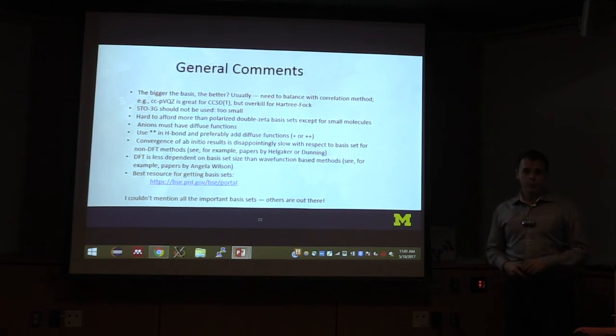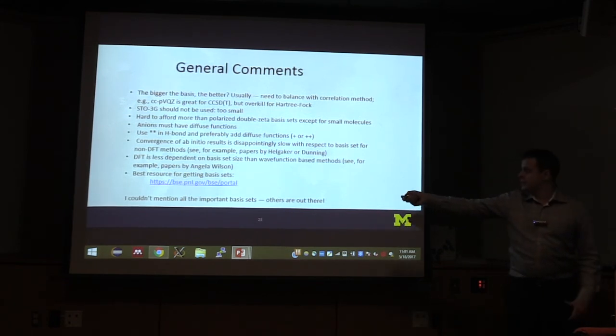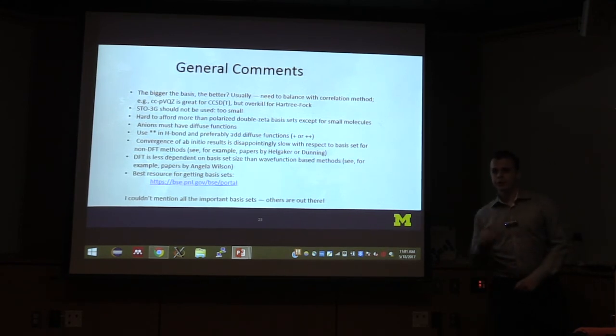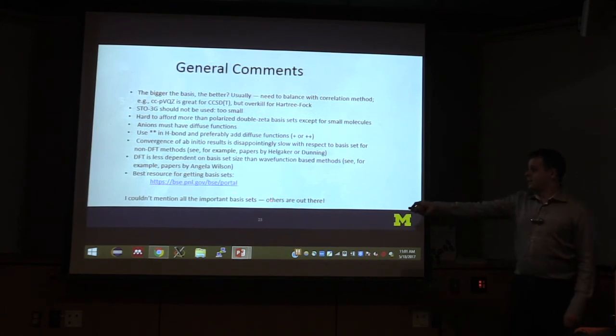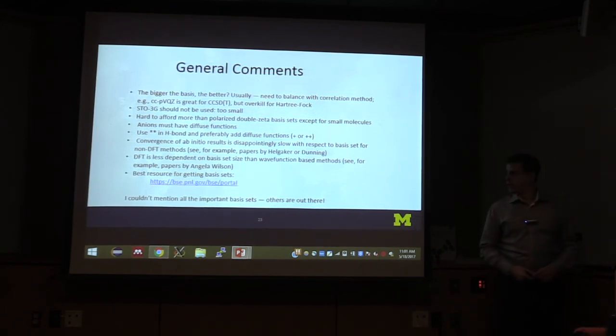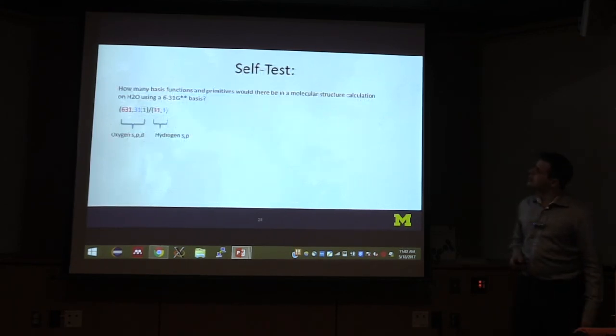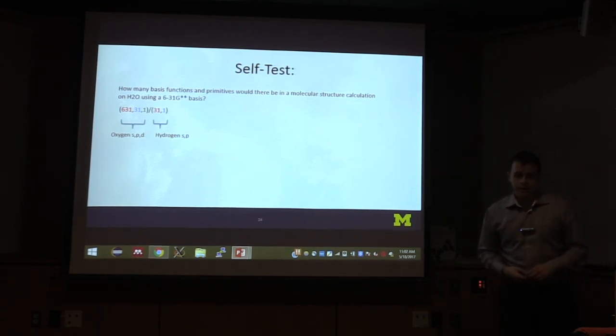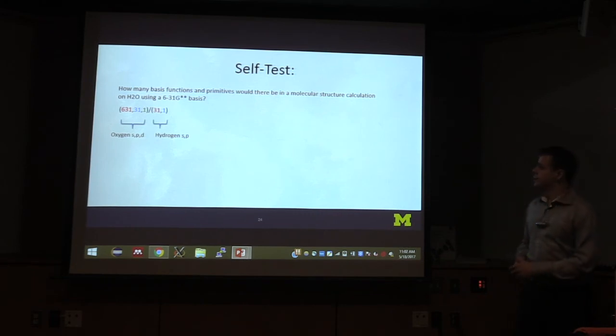If you actually want to look up what the basis set is, you could go to this website and it'll give you all the information. I'll provide that table. It'll tell you the contraction. Of course, I couldn't mention all the important basis sets. Others are out there, but I tried to cover the two most popular ones. I provided this self-test here at the end if you want to do it. I don't want to go through it by myself unless you want me to. In this example, we could count the number of basis functions and primitives in water. If you want to go through that, we can. Otherwise, I'll just leave it at that.